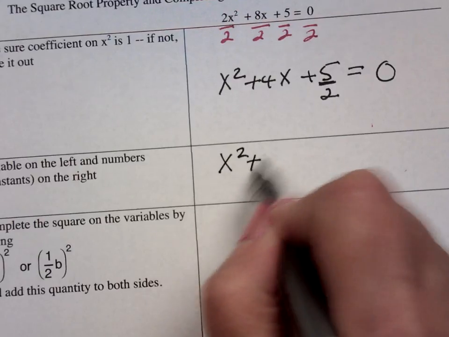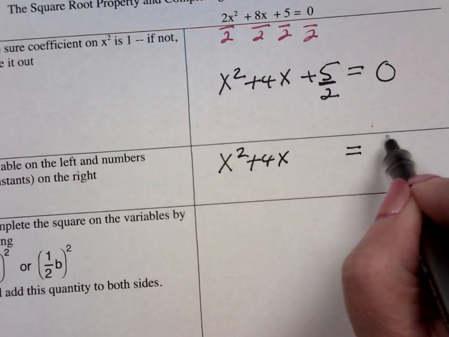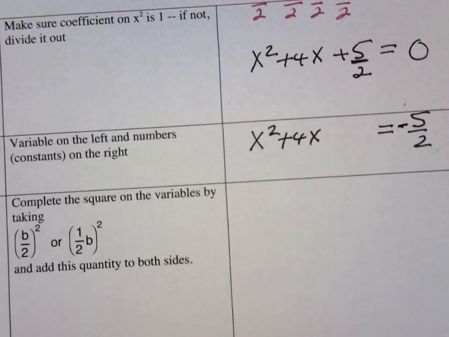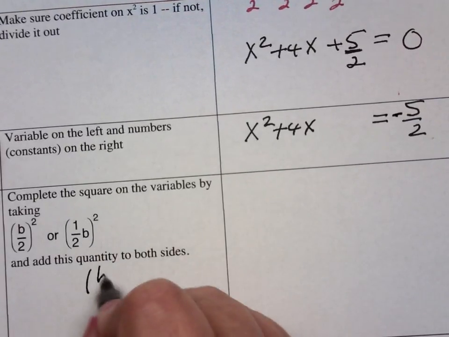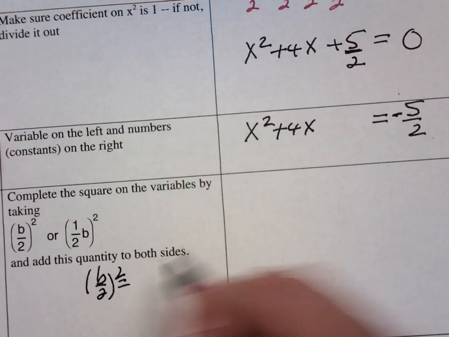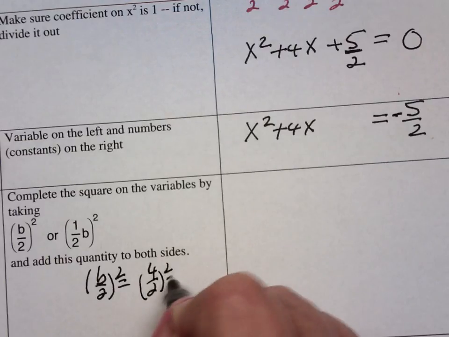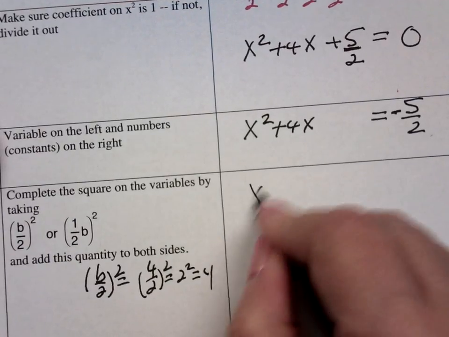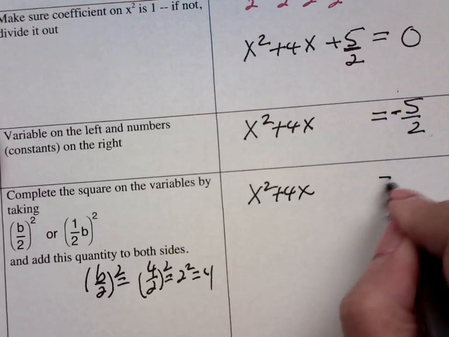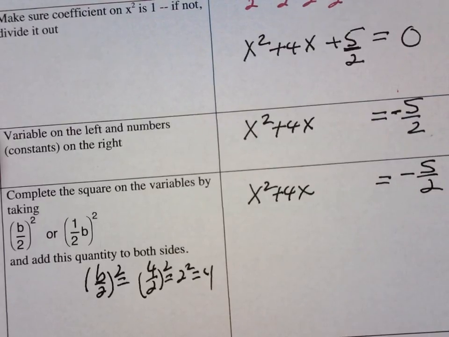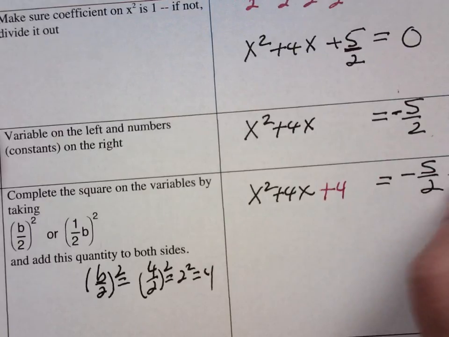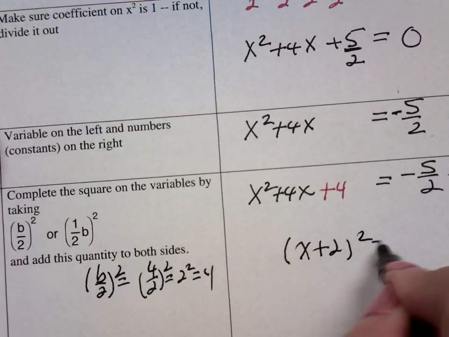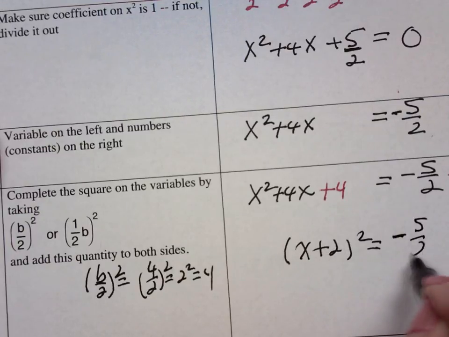Variables on the left, numbers on the right. It's going to be a negative 5 halves. Complete the square on the x's, so b over 2 squared is 4 over 2 squared, which is 2 squared or 4. So we're going to take x squared plus 4x, negative 5 halves, add 4 to both sides, x plus 2 squared equals minus 5 halves.